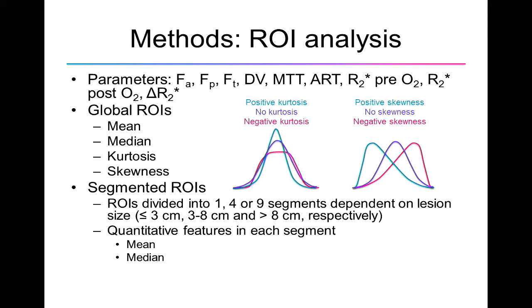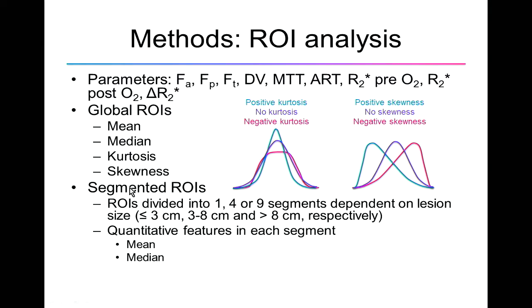In these ROIs, we defined all parameters, so all DCE parameters, the R2* pre, R2* post-oxygen, as well as a delta R2* measurement, which is the difference between pre and post-oxygen. And then in these global ROIs, we assessed the mean, median, kurtosis, and skewness of all these parameters, and the latter two are a marker of heterogeneity within the tumor. This is schematically shown in these histograms here. If there is a positive kurtosis in a distribution, it means that the distribution is more peaked than a regular Gaussian distribution. While skewness means that there is a clear tail towards either the left or the right side of the distribution.